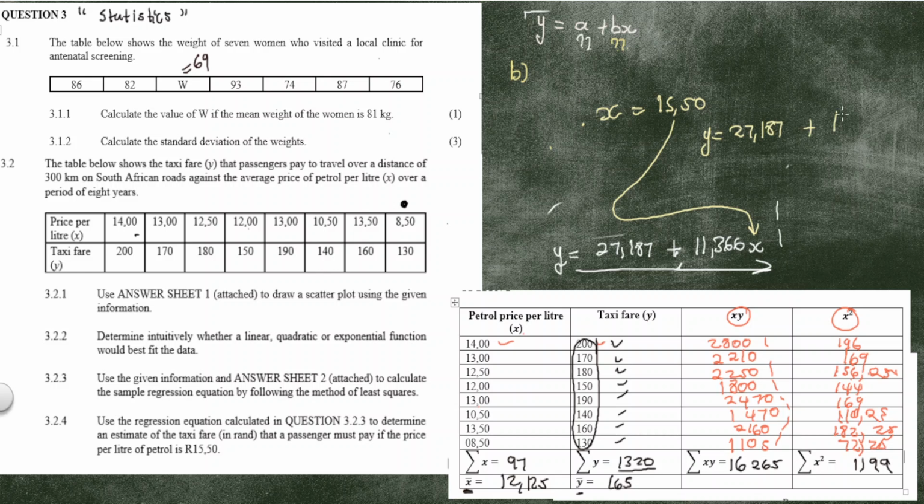So basically we take this equation and substitute x. y is equal to 27.187 plus 11.366 times 15.50. So let's calculate: 27.187 plus 11.366 multiplied by 15 rand 50 is equal to 203.36 rand. So this is the final answer.